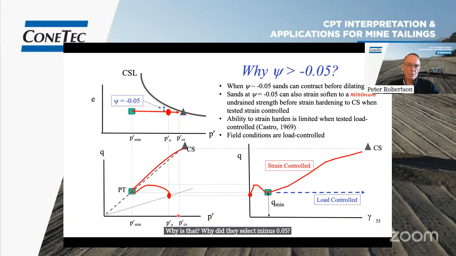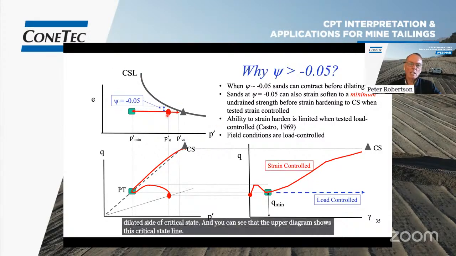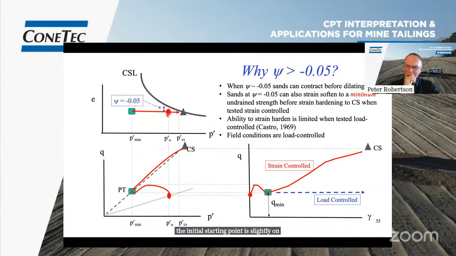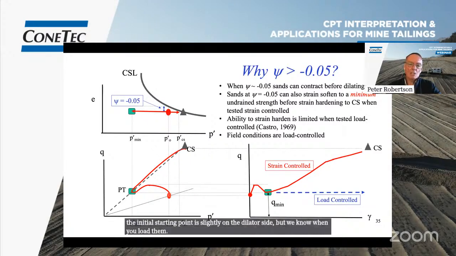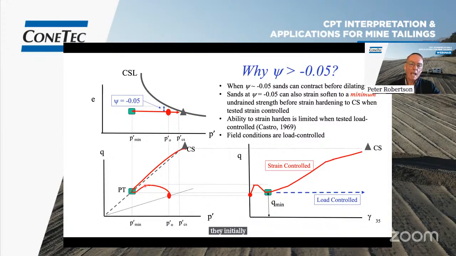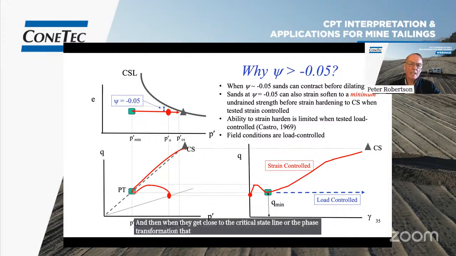Well, when sands have a state parameter of minus 0.05, they're slightly on the dilative side of critical state. And you can see that the upper diagram shows this critical state line. The initial starting point is slightly on the dilative side, but we know when you load them, they initially tend to contract, and then when they get close to the critical state line, or the phase transformation that Ishihara referred to, they tend to then start to dilate, and then will dilate up to critical state. So they initially contract, and then they dilate up to critical state.